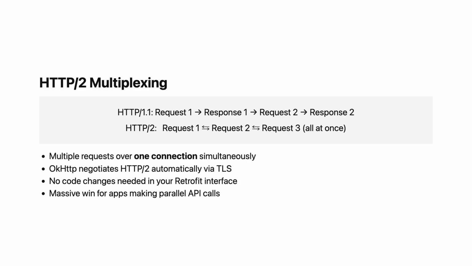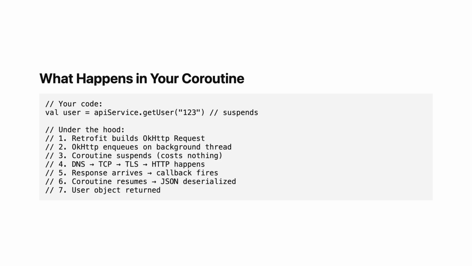This means that instead of paying the connection setup cost 3 times, you pay it once. And instead of waiting for request 1 to finish before starting request 2, they all fly in parallel. This is a massive win for apps that make multiple API calls at once. And OkHttp handles all of this transparently. You do not need to change your Retrofit interface. The multiplexing happens under the hood.